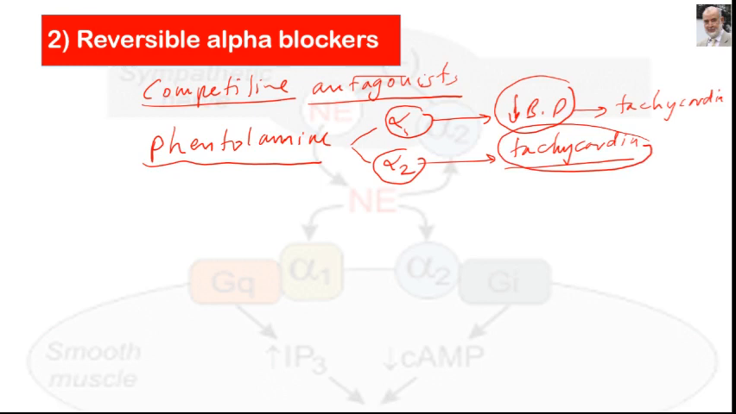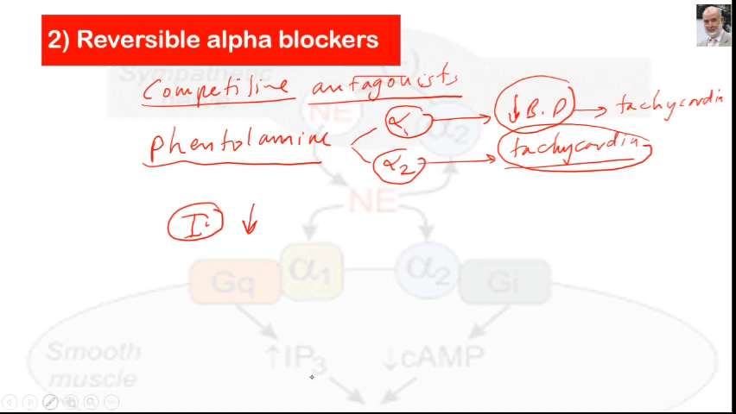It can produce tachycardia, and this tachycardia will increase the oxygen demand by the heart, and this increased oxygen demand by the heart is dangerous, especially when there is cardiac ischemia. So phentolamine is used only in some cases to decrease the blood pressure during surgery. It is not the first choice, it is the second choice, to decrease blood pressure during surgery.